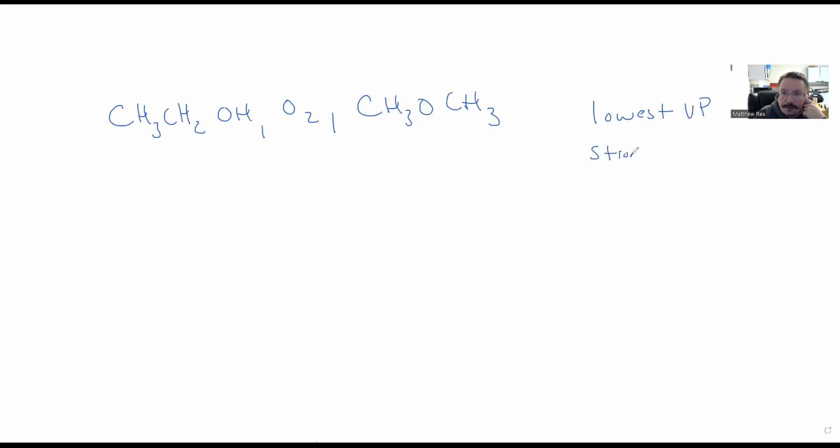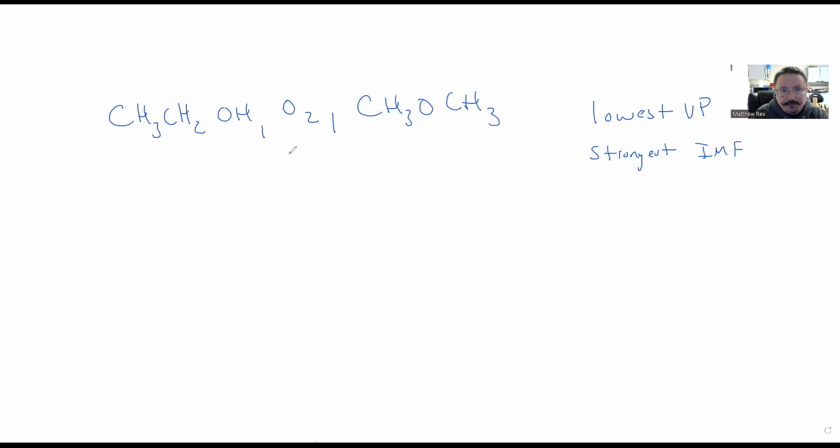Next question asked which would have the lowest vapor pressure. So we had again ethanol, O2, and this ether. Lowest vapor pressure means strongest intermolecular forces, because they're going to be held more tightly. A smaller fraction of them are going to have enough energy to become gases and contribute to that vapor pressure.